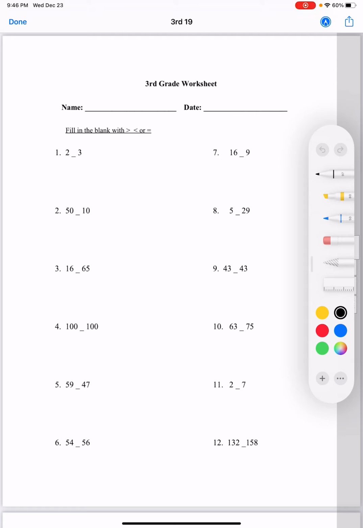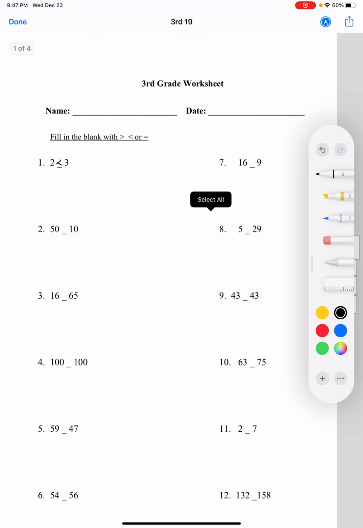If we look at number 1, we have the two numbers 2 and 3. We know that 2 is a smaller number, which means that the smaller side of the arrow will be pointing towards the 2. Or you can think of it as an alligator. The alligator wants to eat the bigger number, so it's facing towards the 3.